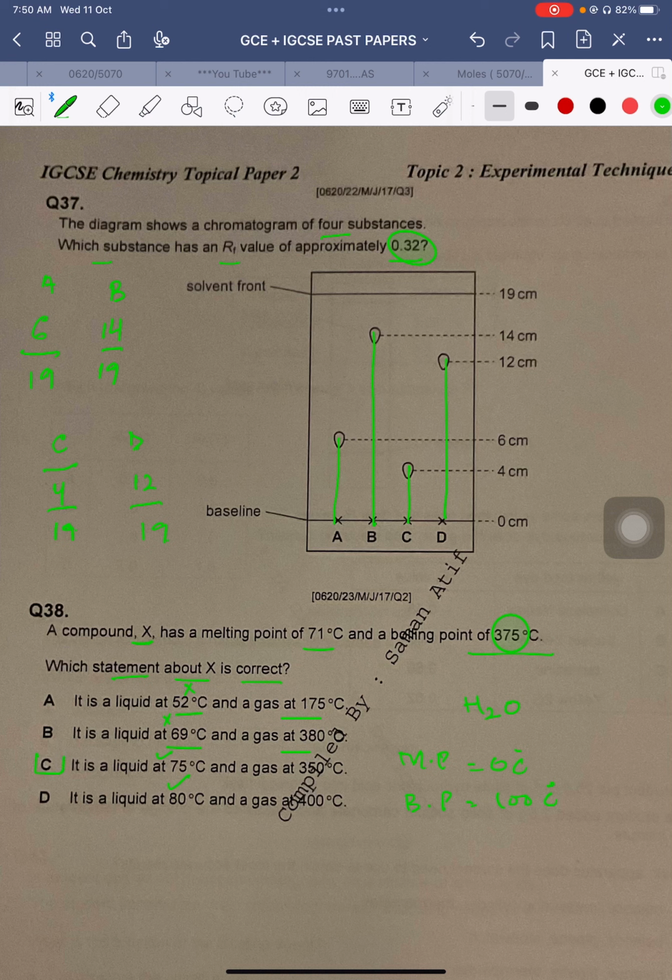It is C. Why? Because 75 degrees Celsius and 350 degrees Celsius both are between 71 degrees Celsius and 375 degrees Celsius. So keep this information in your mind: below the melting point the substance is solid, above the boiling point the substance is gas, and between the melting point and boiling point the substance is liquid. This is very important to keep in mind when analyzing questions like this.